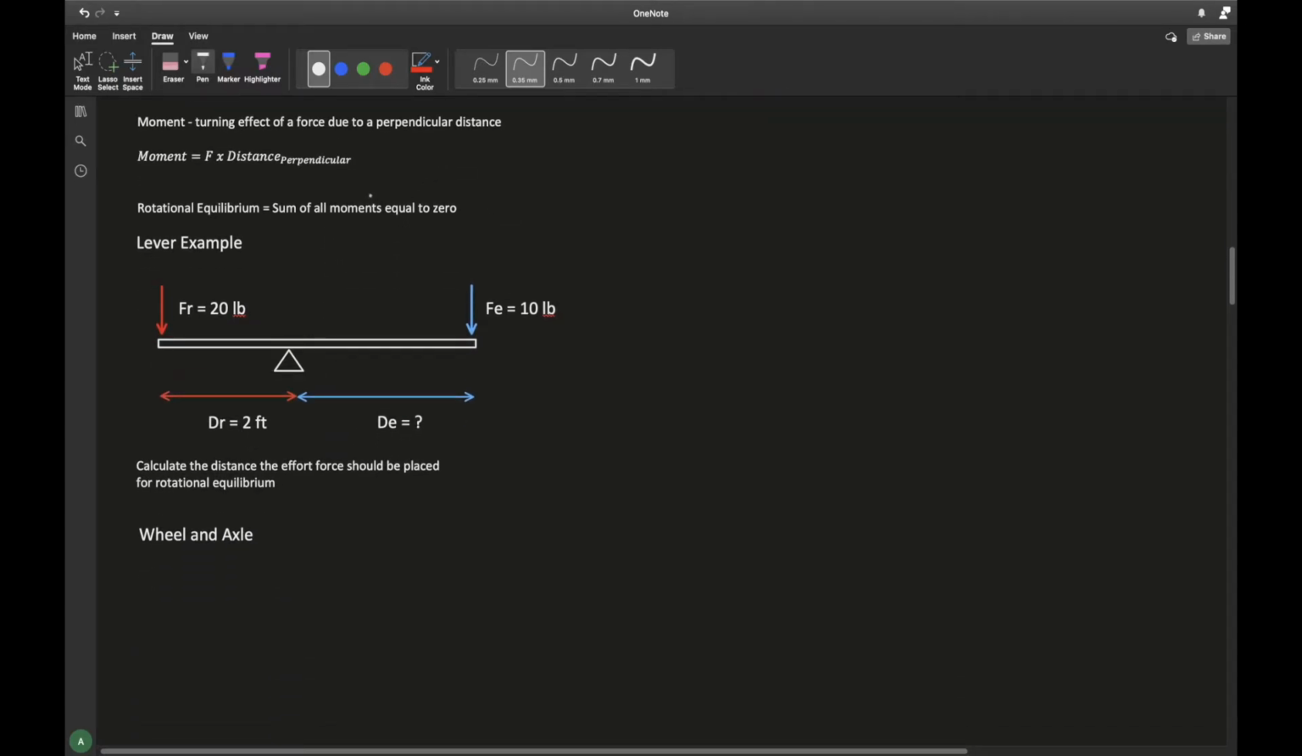So now that we've seen the structure of the lever, the last concept we need to do before we can actually start calculating our mechanical advantages is the concept of a moment within our lever. So the moment is a turning effect of a force due to a perpendicular distance.